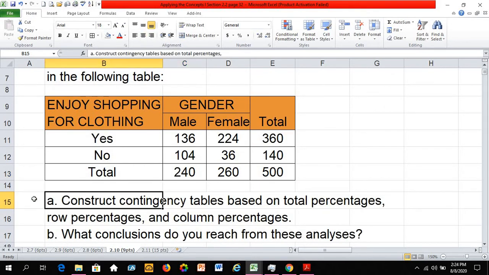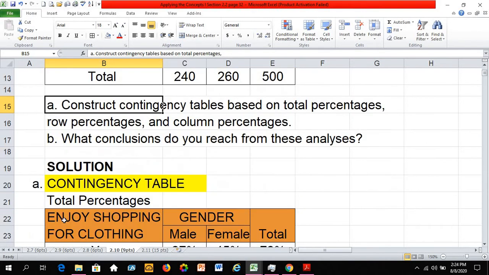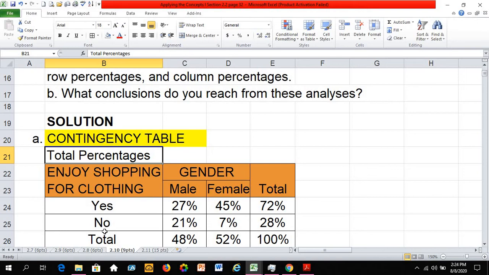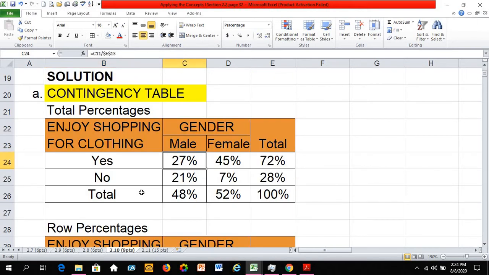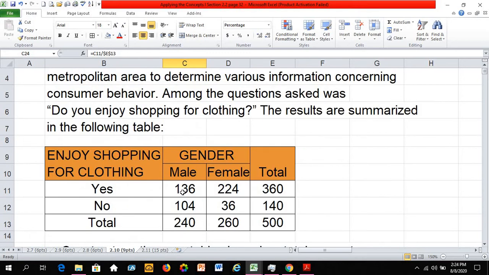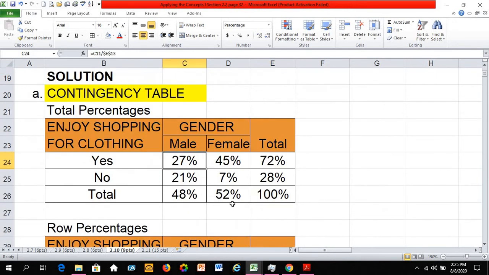Letter A, construct contingency tables based on total percentages, row percentages, and column percentages. So we have the first contingency table. This is total percentages. So how do we arrive at 27%? It's simple. From our original table, we simply get the quotient of the frequency in this cell divided by the total, multiplied by 100%, or converted to percent. So 136 divided by 500, that's 27%.